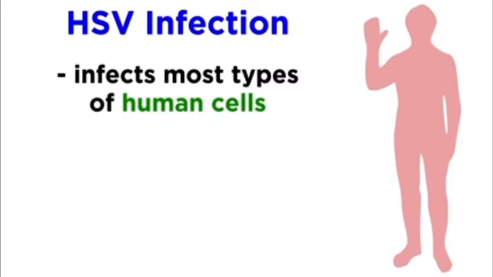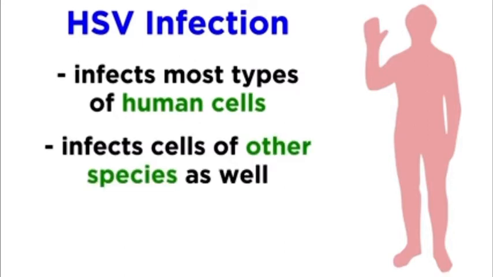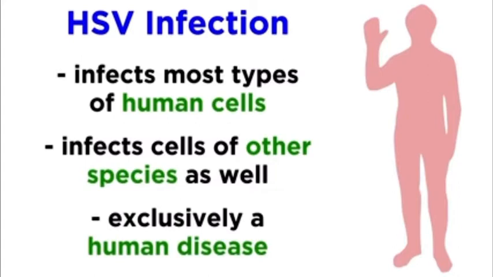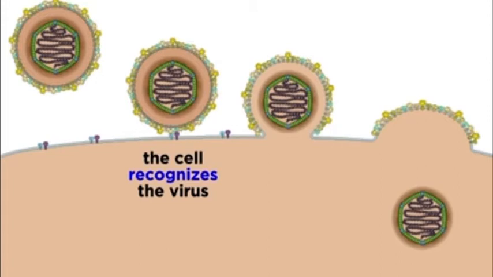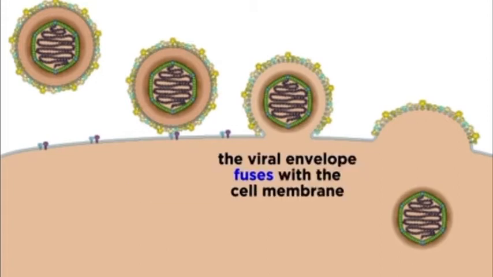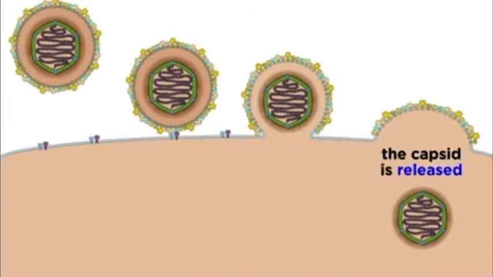Unfortunately for us, HSV can infect most types of human cells, and even cells of other species. However, we should note that although HSV can infect other animal cells, HSV infection is exclusively a human disease. Once the virus has attached to a cell, it penetrates the host cell by fusing its envelope with the cell surface membrane. Once the virus has fused with the host cell, it releases its capsid into the cytoplasm of the host cell, along with some enzymes that help the virus make more copies of itself.